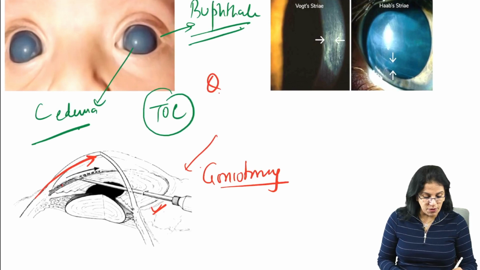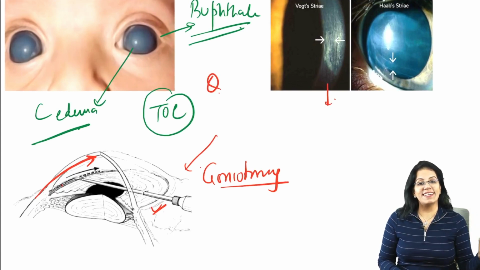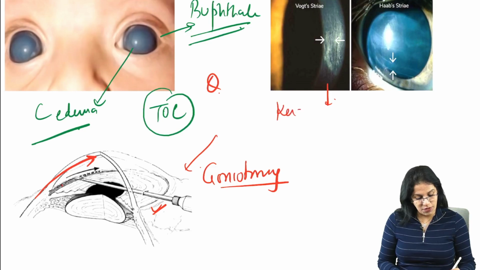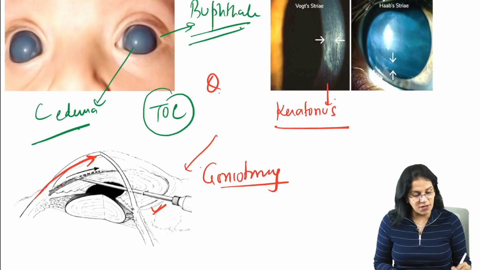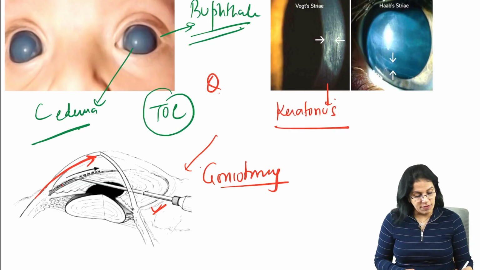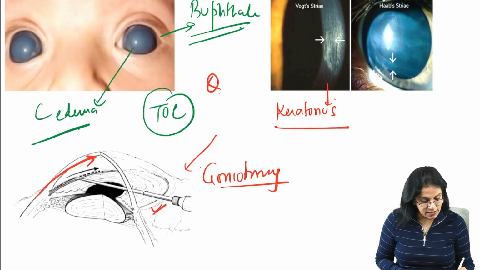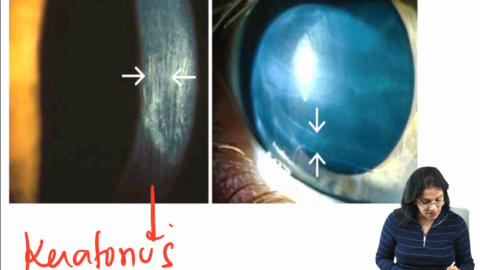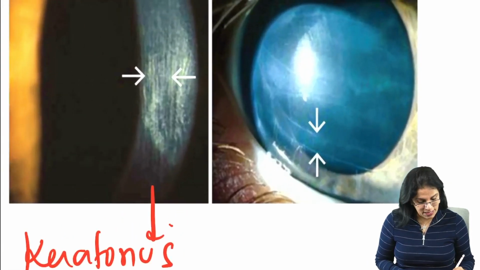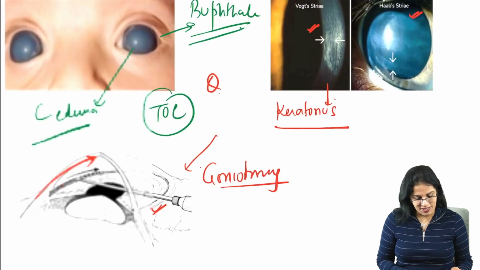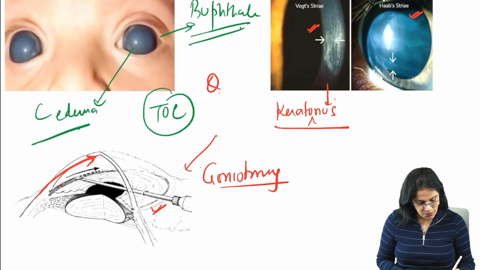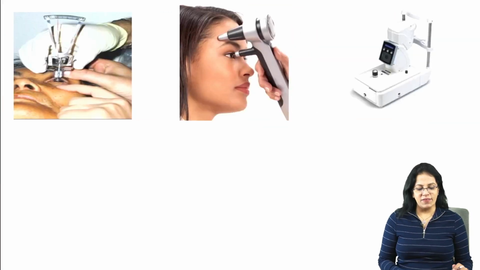They can ask you about what is Vogt's striae, where is it found? Vogt, V for vertical. It is seen in keratoconus because the break in the Descemet's membrane here is parallel to the steep axis. But when you talk about congenital glaucoma, the break in Descemet's membrane is almost horizontal like this. Can you see this? So this is your Haab's striae, this is your Vogt's striae, right? So they can ask you this, keratoconus. Okay, we come to the next slide.